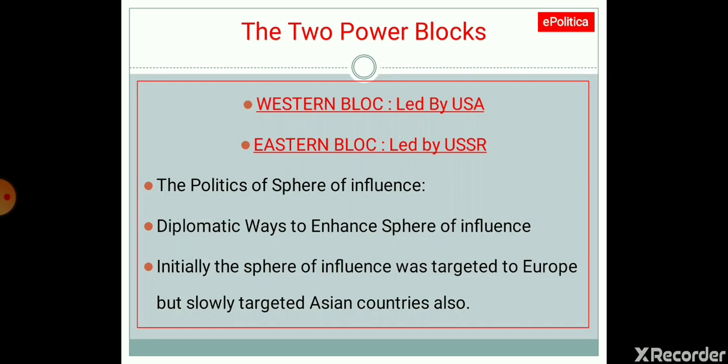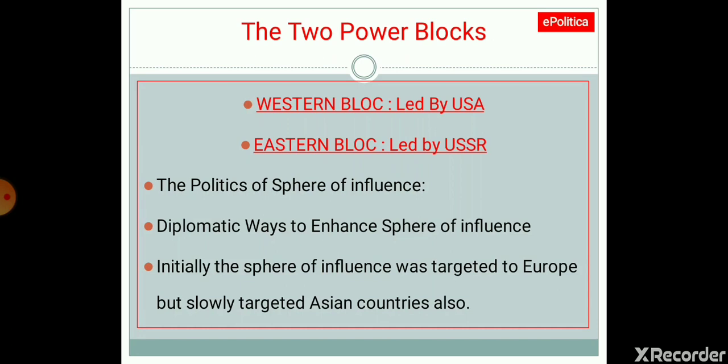Initially, the sphere of influence was targeted at the European continent alone, but slowly it also started targeting the Asian countries as well. So it is very important to notice that these superpowers directly or indirectly try to enhance their sphere of influence by giving different kinds of diplomatic, political, economic policies. And the friendly countries of these superpowers help them in many ways to increase their sphere of influence. Here we can take the example of China.